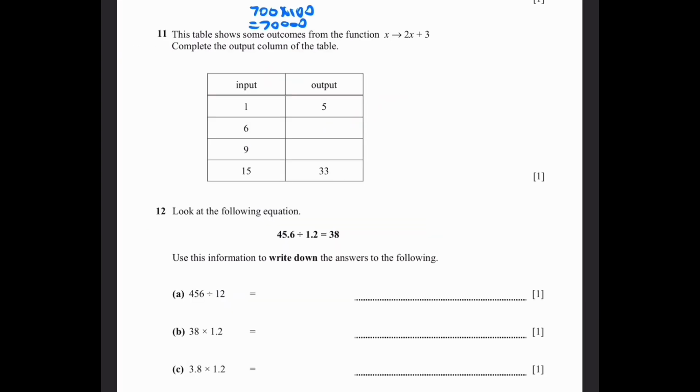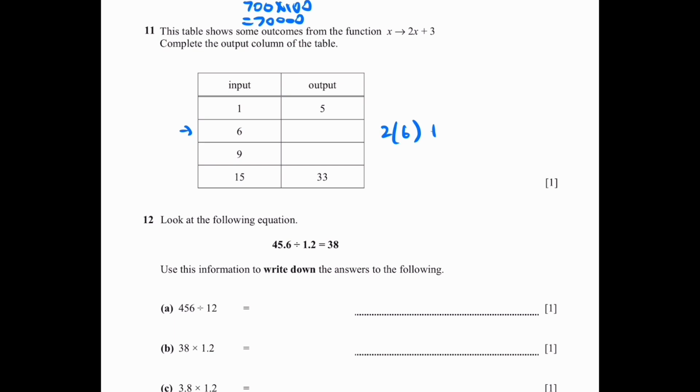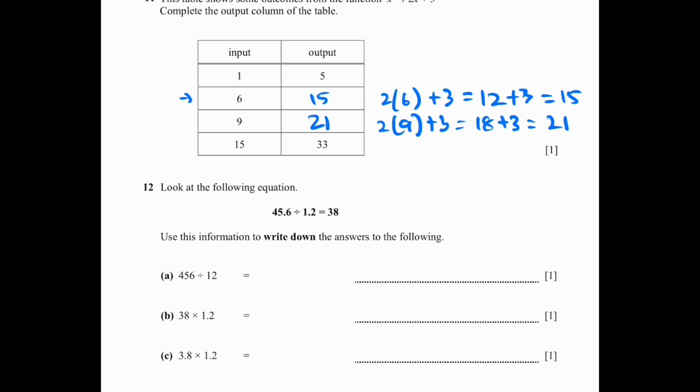Question 11. This table shows some outcomes from the function x to 2x plus 3. Complete the output column of the table. So for this second column, the input is 6. So 6 will become 2 into 6 plus 3, which is 12 plus 3, which is 15. Take that down. Next, 2 into 9 plus 3, which is 18 plus 3, 21. That's the question. Let's move on to question 12.